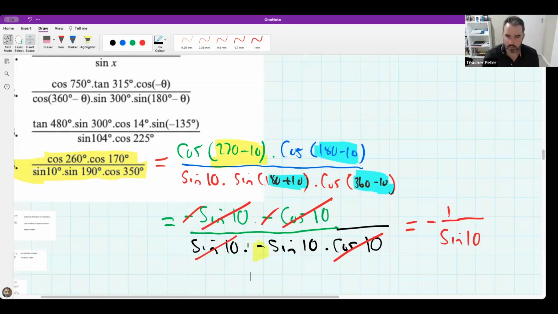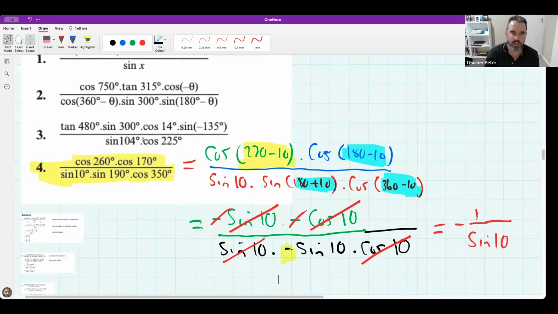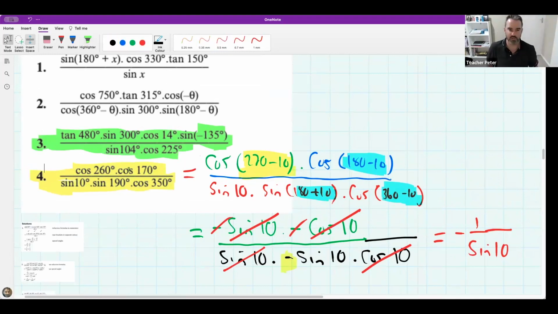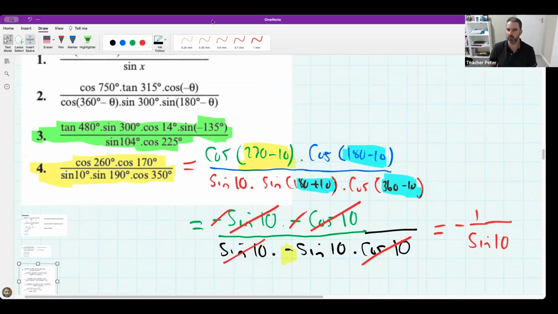Okay, so I will leave that on the board, but what I want us to do next is get stuck into number 3, the green one. Can you simplify that one? Simplify and evaluate number 3. Over to you, see if you can do that. And then I wait for your questions, either with a hand up or in the chat if you feel like you're unsure of something.